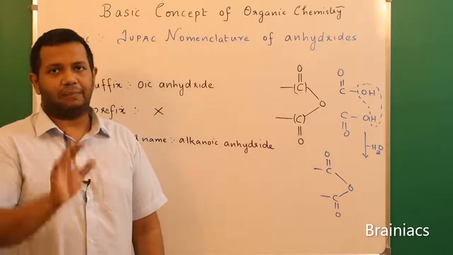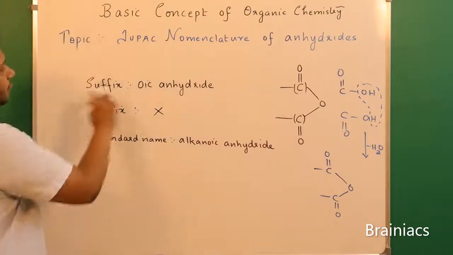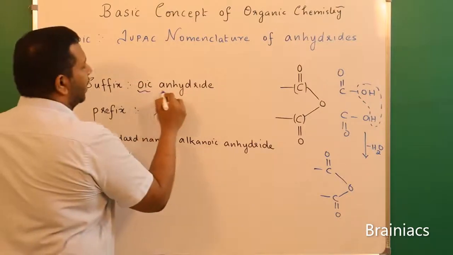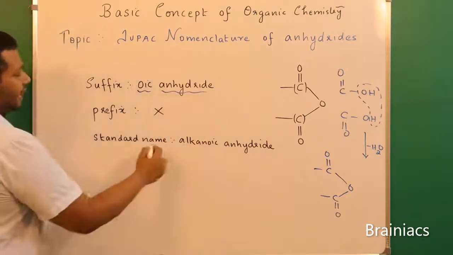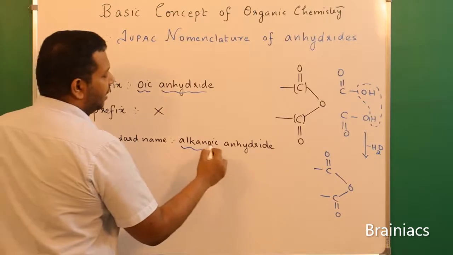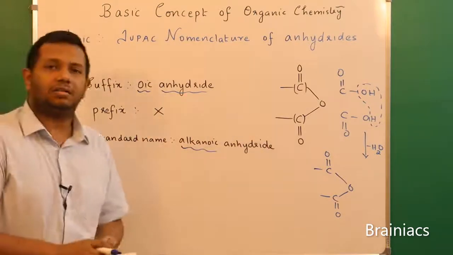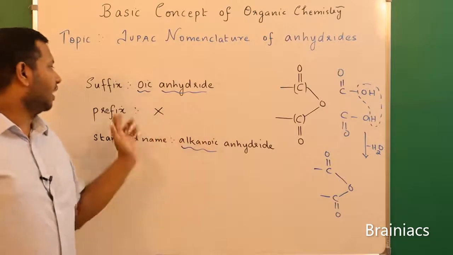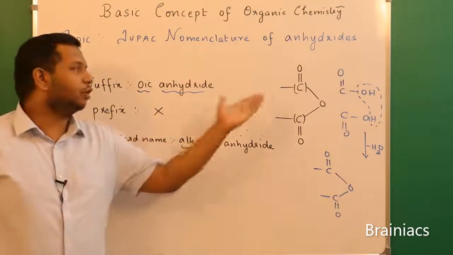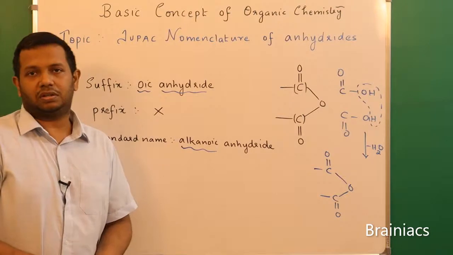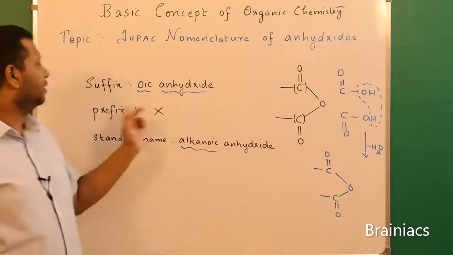Anhydride formation will happen. Now the suffix used for anhydride here is oic anhydride, and the standard name usually used is alkanoic anhydride. This can be varying, I will tell how it is. Usually it is alkanoic anhydride and there is no prefix. Prefix means it will not behave like a substituent in normal cases. That's the reason why there is no prefix.